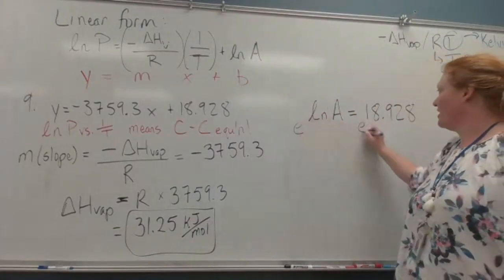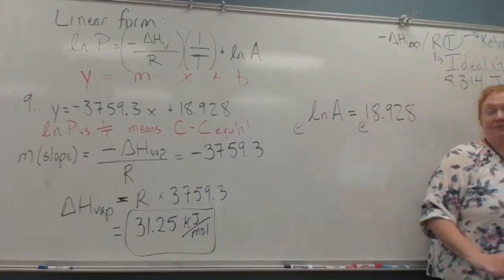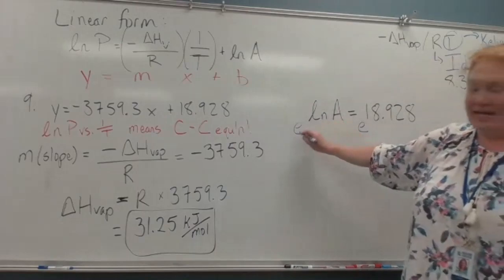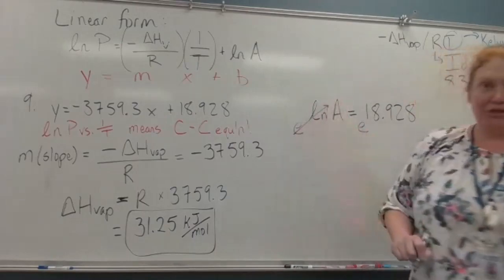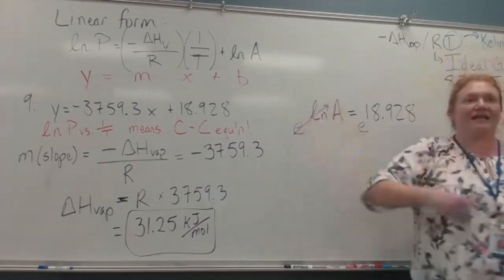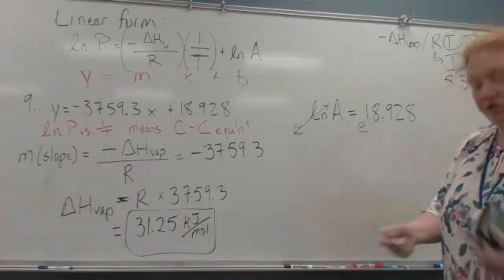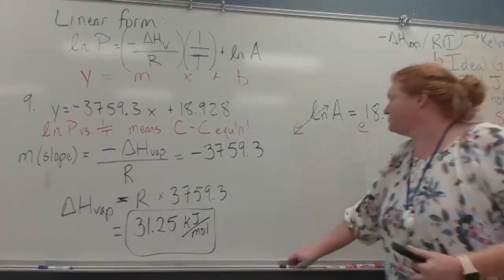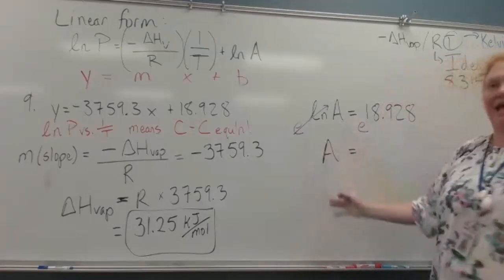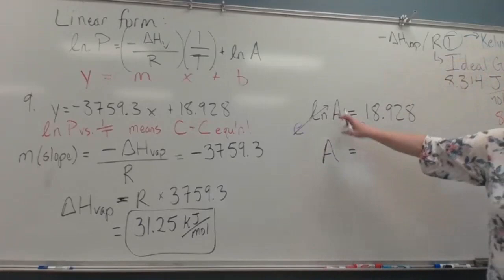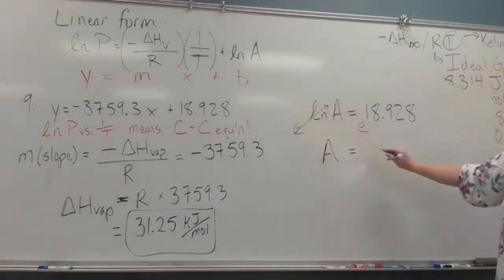Both sides are now raised as a power of that natural number e. When you raise a natural log exponent with e, that is how that is undone. That is how those two operations mathematically cancel each other out. So you get now just A. This comes down here into the main body of the problem. This is just A now.